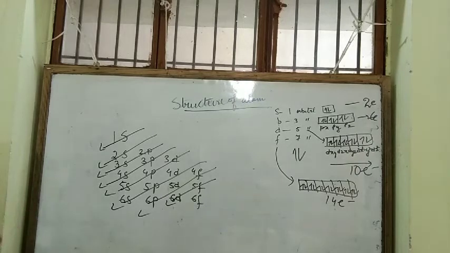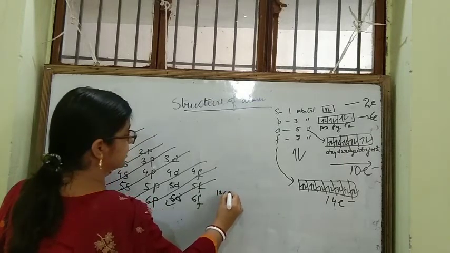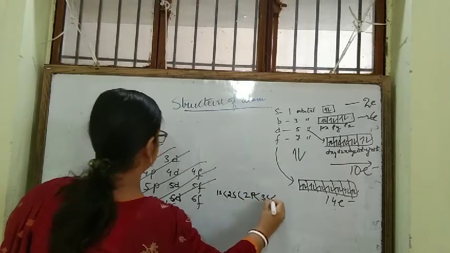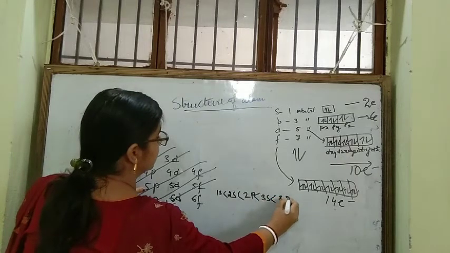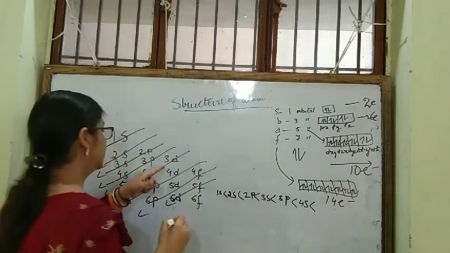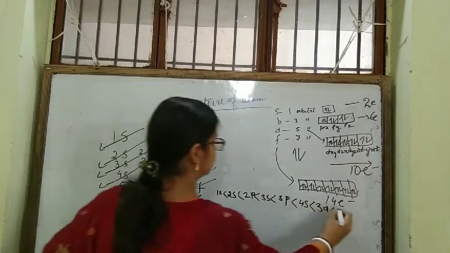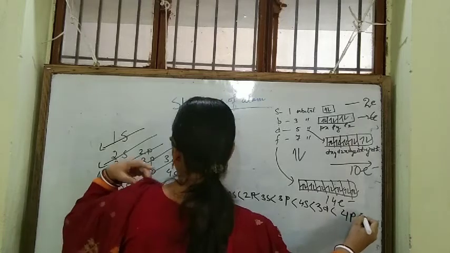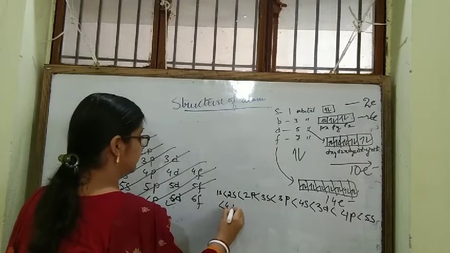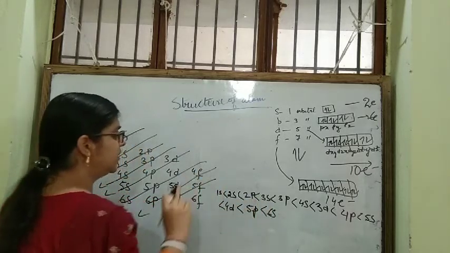Okay. Now, we'll write the order of energy of the orbitals. You see, the first is 1s, then 2s, then 2p, then 3s, then 3p, then 4s, then 3d, then 4p, then 5s, then 4d, then 5p, then 6s. Accordingly, you will be writing.